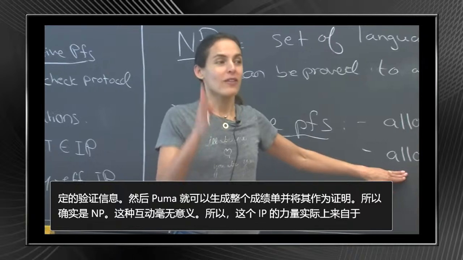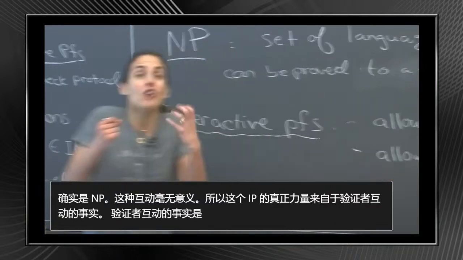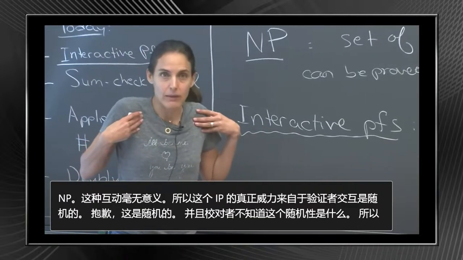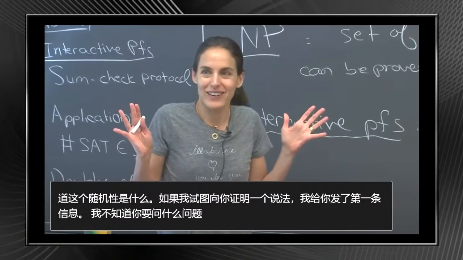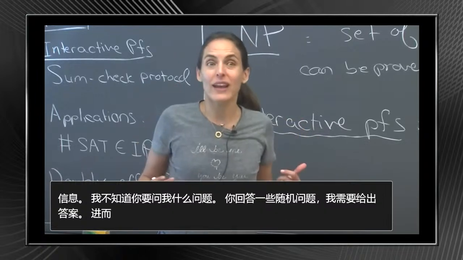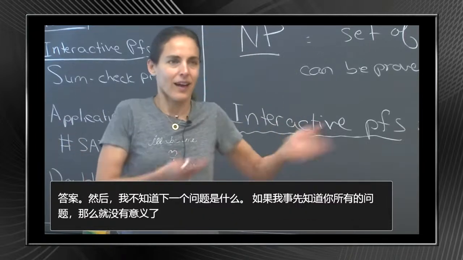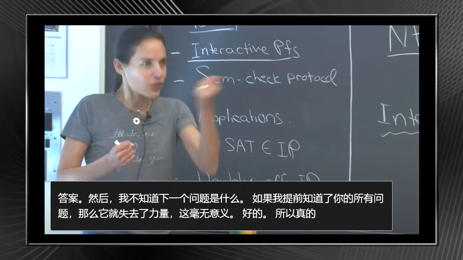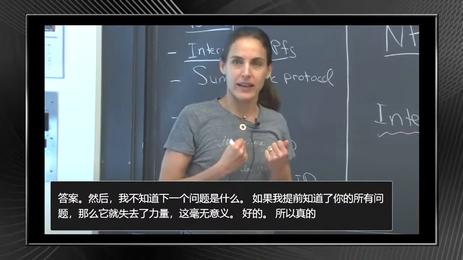randomized, and the prover doesn't know what this randomness is going to be. If I'm trying to prove a statement to you, I send you my first message, and I don't know what question you're going to ask me. You're going to ask some random question, and I'll need to give an answer. And then I don't know what the next question is. If I knew all your questions in advance, then there's no point; it loses the power. So really the power comes from the fact that there's interaction and the prover cannot predict ahead of time what questions he's going to get from the verifier.